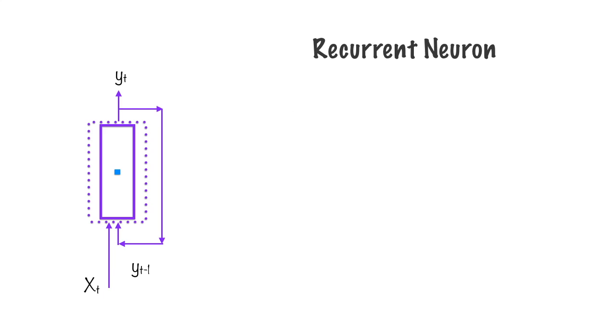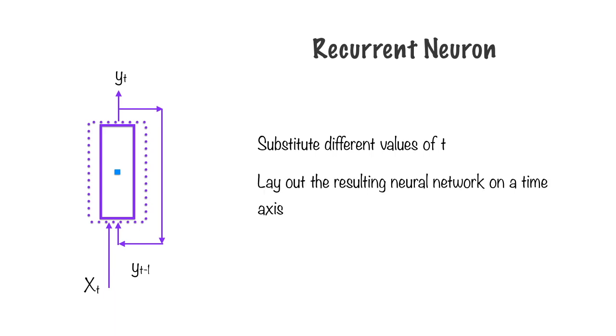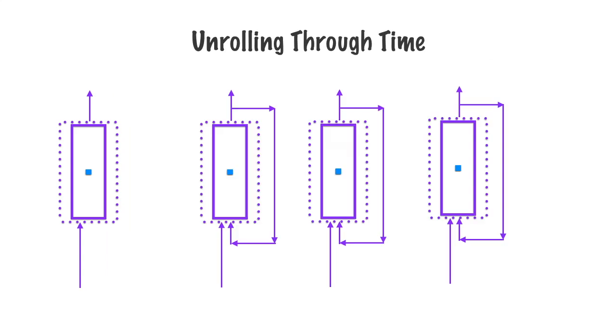And these recurrent neurons laid out over time is how you build a recurrent neural network. Just go in and substitute different values of t. Let's say t runs from 0 through 10, and then lay out the resultant neural network on a time axis. So if you have 10 time instances within your data set, your recurrent neural network will have 10 layers. This process of laying out a recurrent neuron on a time axis is called unrolling through time. Unrolling through time is how you create layers in a recurrent neural network.